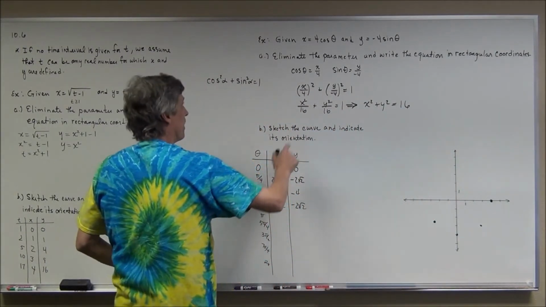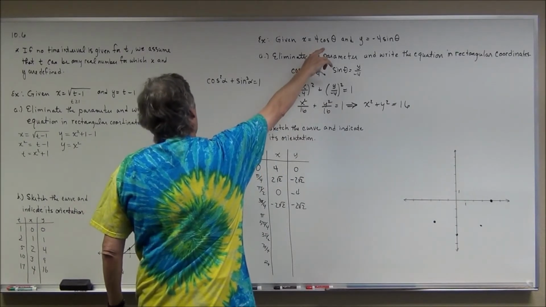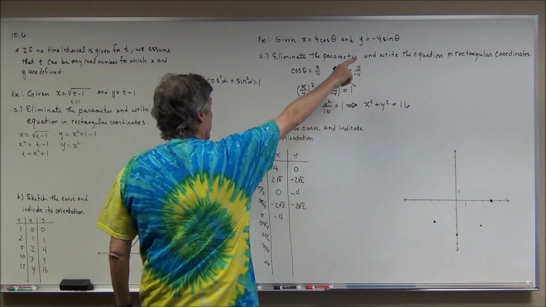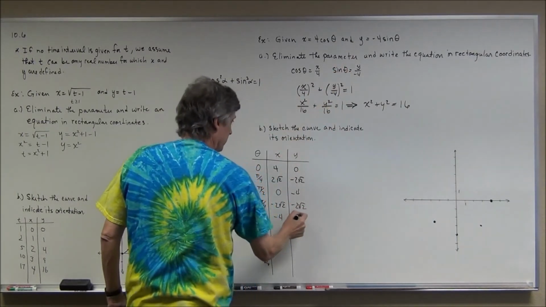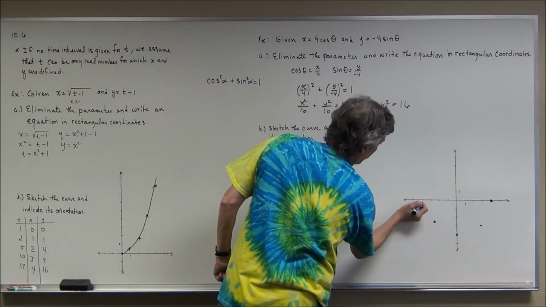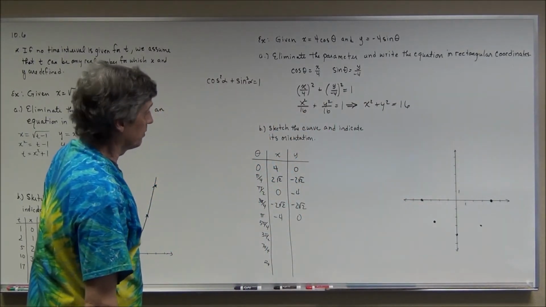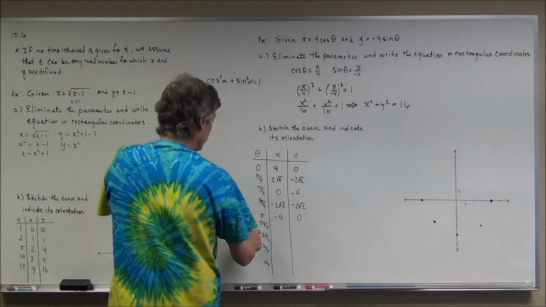And then if I plug in pi, the cosine of pi is negative 1 times 4 is negative 4. The sine of pi is 0, so that's just 0. And that puts me right here, 1, 2, 3, 4. Really looking like it's going to be a circle with center 0, 0 and radius 4. And I continue this process.